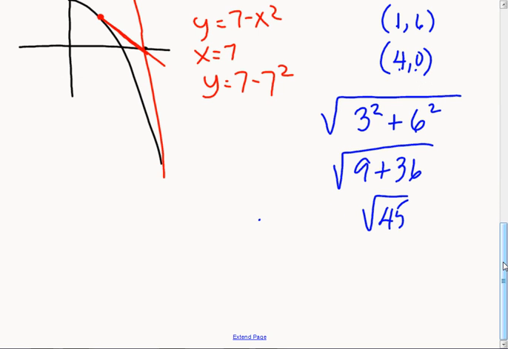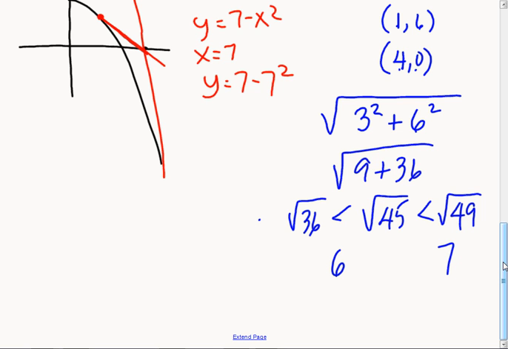Now, how big is that? That's between what perfect squares? 49 and 36. So it's between 6 and 7. I'd rather have you have a feel for that. I know that's 3 square root of 5. Who cares? I have a slide rule, I have a calculator. I know it's between 6 and 7. That's what means much more to you.